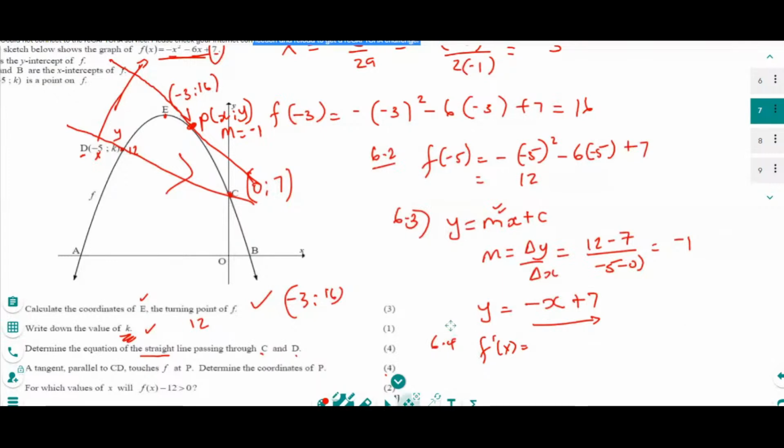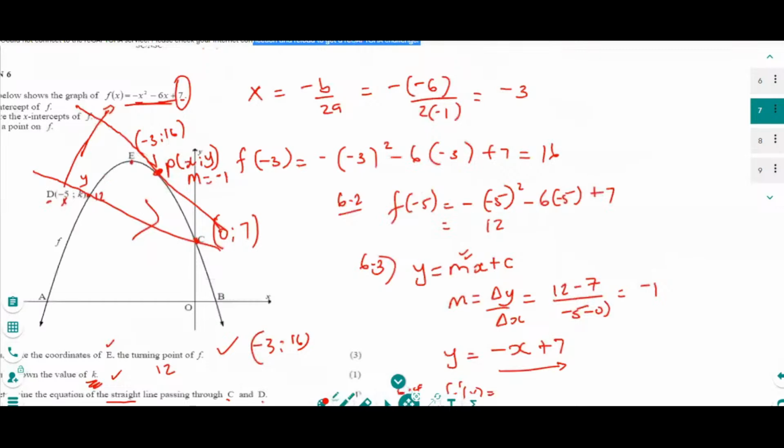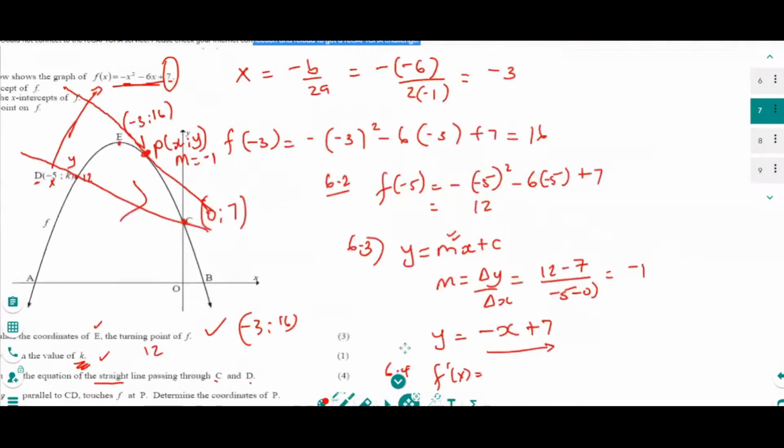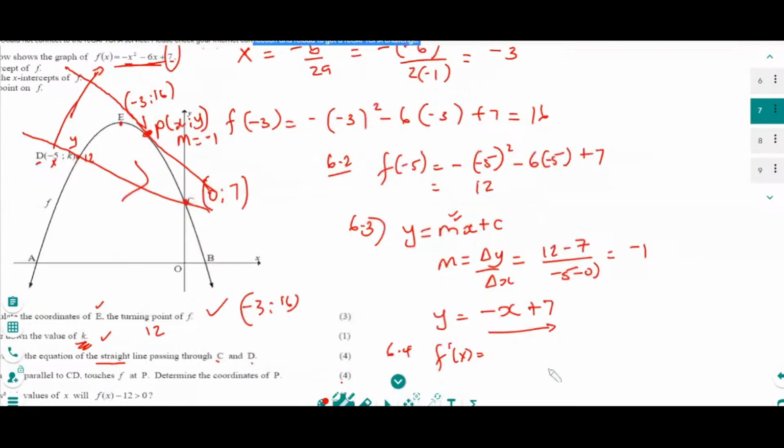So the first derivative of, where is this equation of ours? It's -x² minus 6x plus 7. That's our equation. Then the first derivative is like the gradient function, the equation that we can use to determine the gradient at any point of this graph. So that's going to be minus 2x minus 6. But they are telling us that this must be the same as -1. Then I can solve for my x.